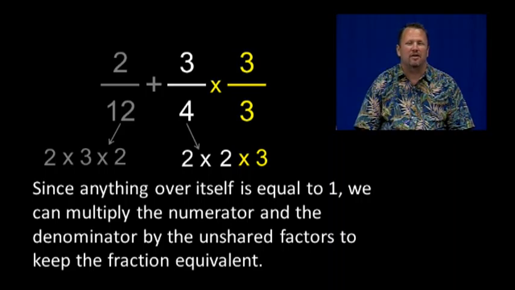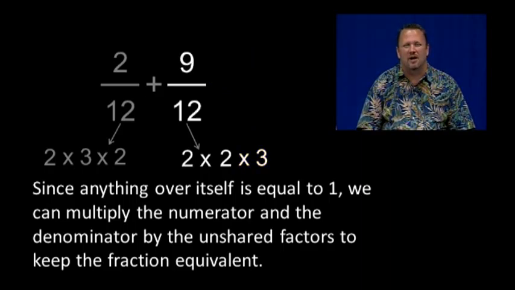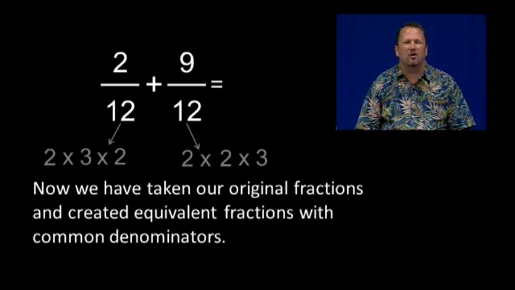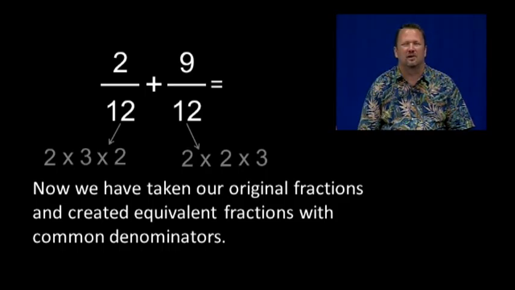So here we're multiplying 3/4 times 3 over 3. 3 over 3 is equal to 1, so when we multiply 3/4 times 3 over 3, we end up with 9/12. And 9/12 is the equivalent fraction of 3/4. So now we've taken our original fractions and created equivalent fractions, and these equivalent fractions have common denominators.